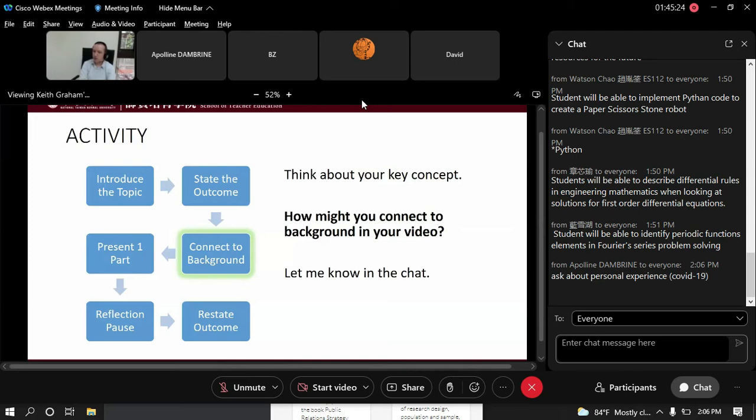Okay, ask about personal experience with COVID-19. I think that's a good way for your topic. One alternative, since you also mentioned in your topic about the SDGs, if you didn't want to do the personal experience, you could also try to tap into what do you know about these SDGs? And then you can connect the two together.